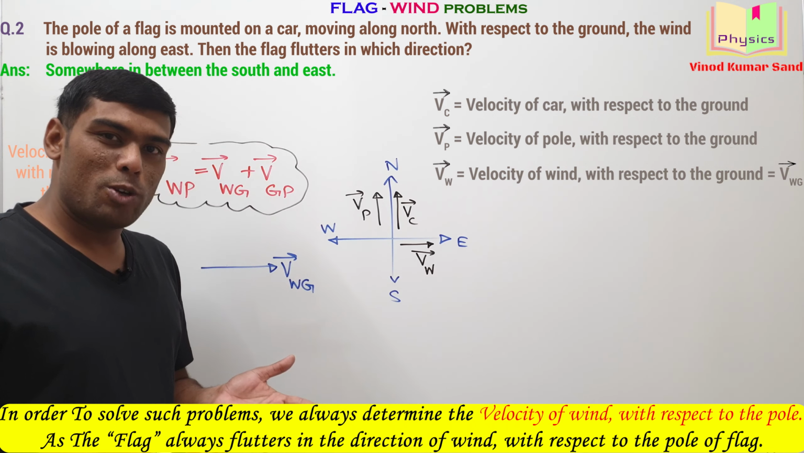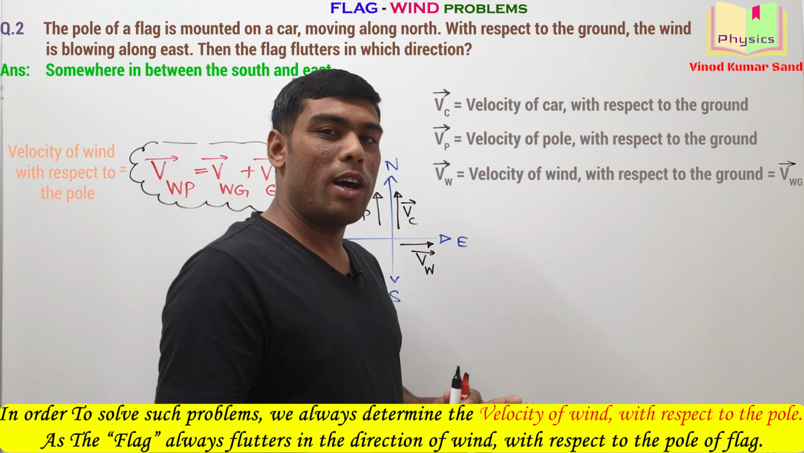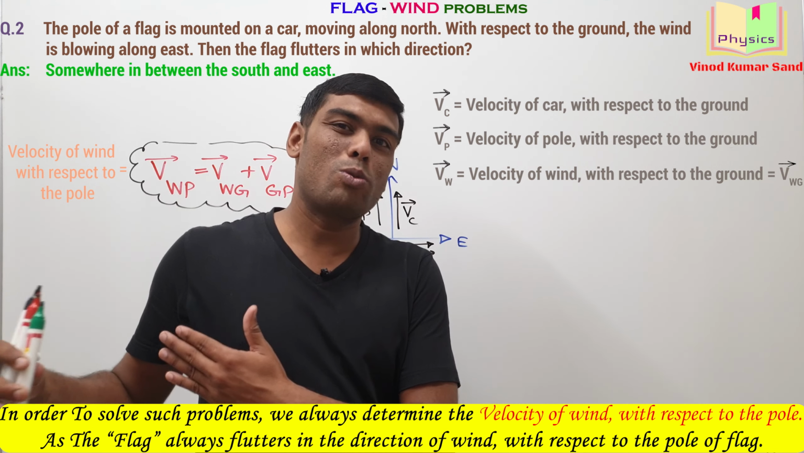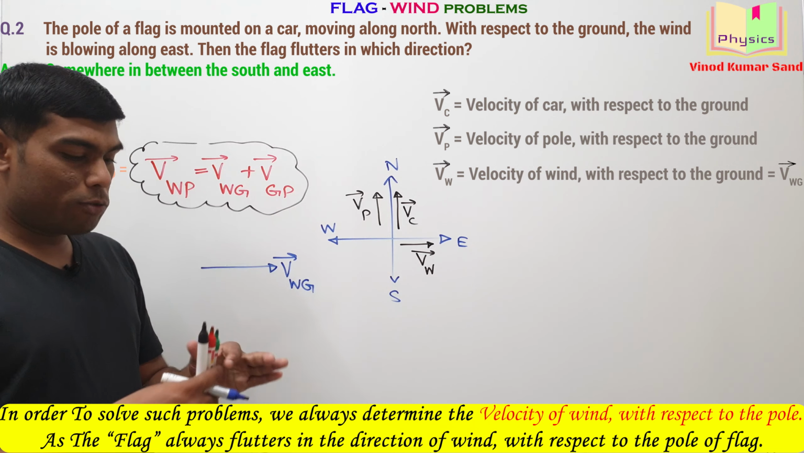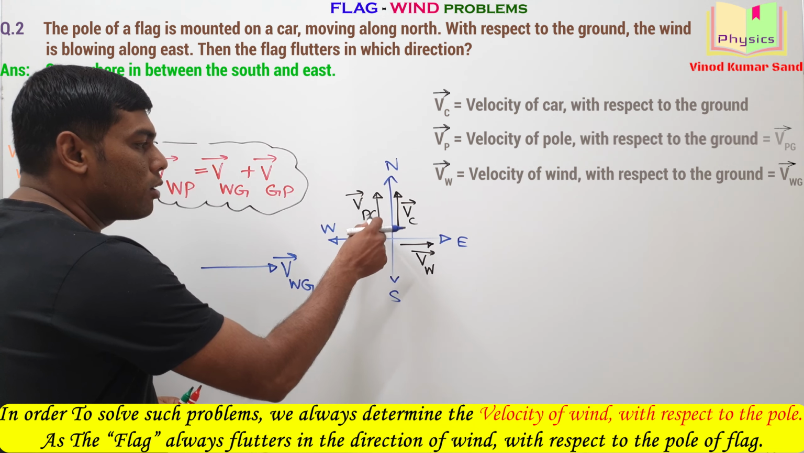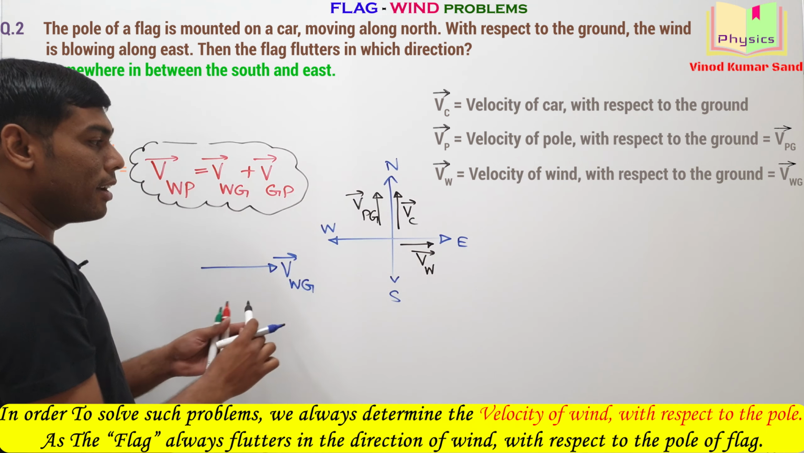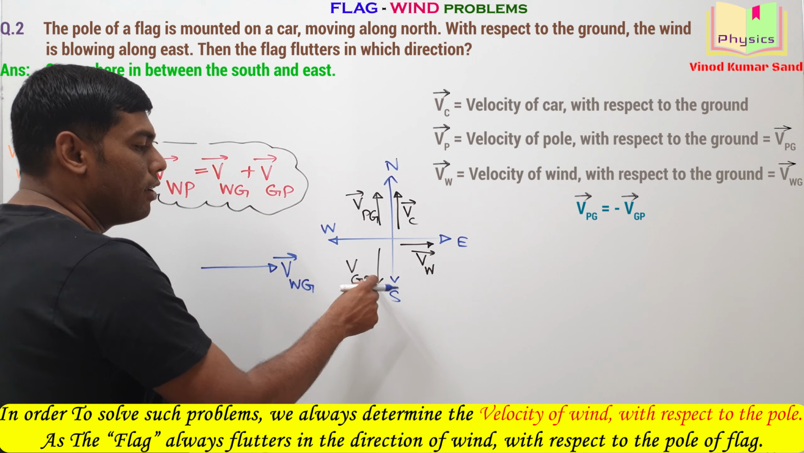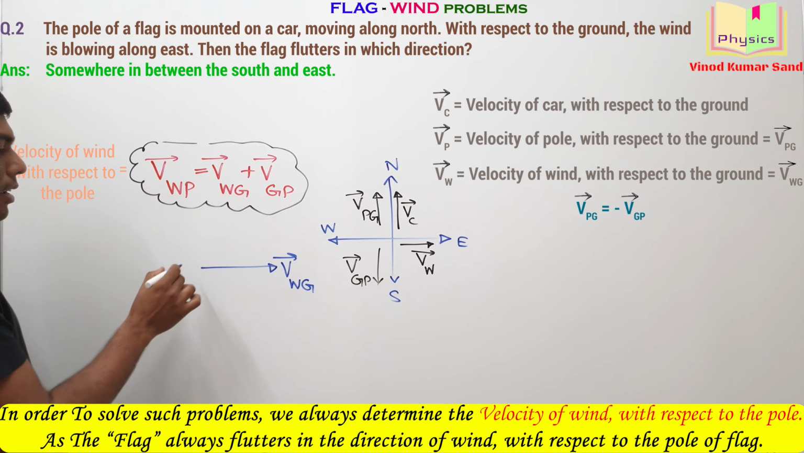You have observed this many times. Suppose a car is moving forward and then you look down onto the road. Where does the road appear to move? The road appears to move backward. You agree with that? So if the velocity of the pole with respect to the ground is in the north direction, then the velocity of the ground with respect to the pole will be in the south direction. So I am marking that here.